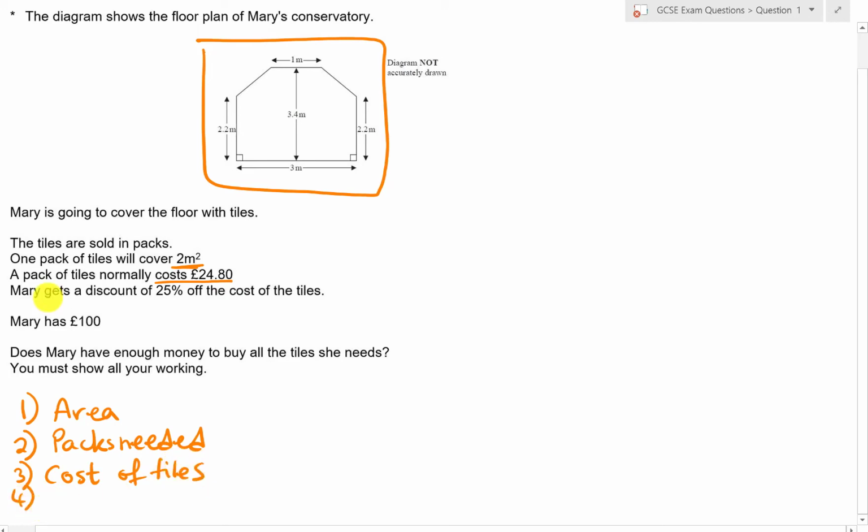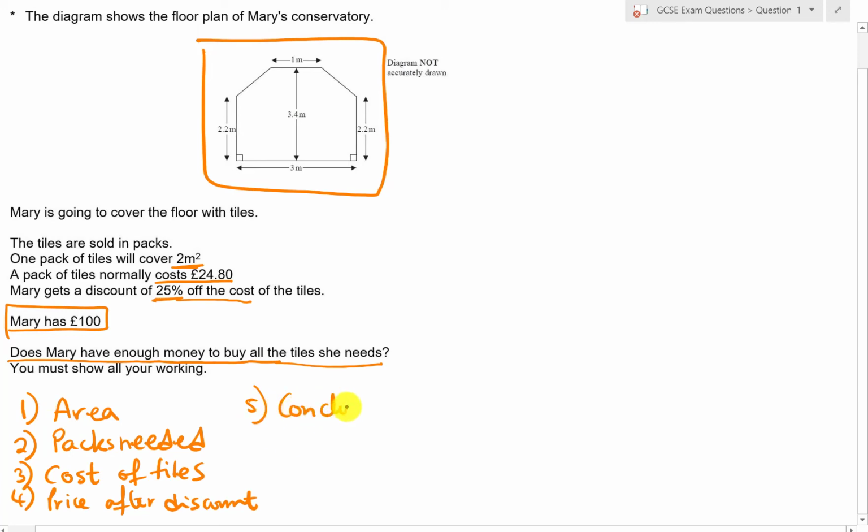And then Mary gets a discount of 25% off the cost. So we need to find out the price after discount. Mary has £100. Does Mary have enough money to buy all the tiles she needs? Okay, so finally we need to write a conclusion whether she has enough or not. And we will need to support this with our working because it says you must show all your working. Okay, now let's go on with the question.